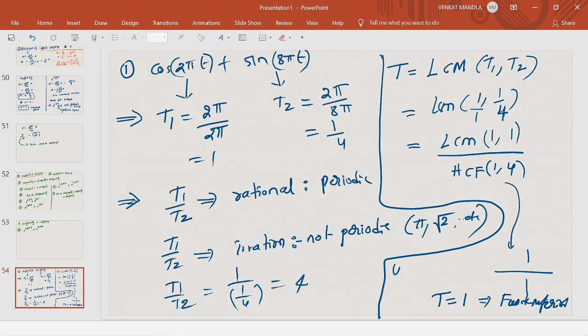What is the fundamental frequency? Omega naught is 2 pi by the fundamental period 1, that is 2 pi. This 2 pi is the fundamental frequency and T equal to 1 is the fundamental period. So cos 2 pi t plus sin 8 pi t is a periodic signal that is repeating with period T equal to 1, which has fundamental frequency 2 pi. The next question.